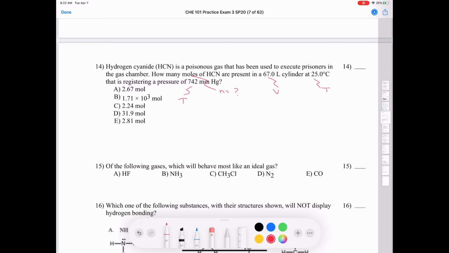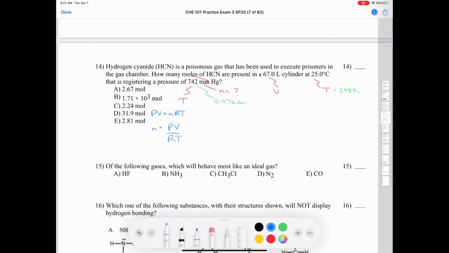And we know the gas constant R, so we can use the ideal gas law, PV equals nRT, and rearrange that and solve for n. So n is going to be equal to PV divided by RT. I've already done some of the conversions. I converted the 742 millimeters of mercury into atmospheres by dividing by 760. When I convert this, I get a pressure of 0.976 atmospheres, and I've also converted the temperature into Kelvin, which is 298 Kelvin.